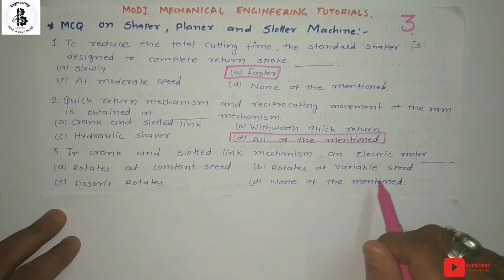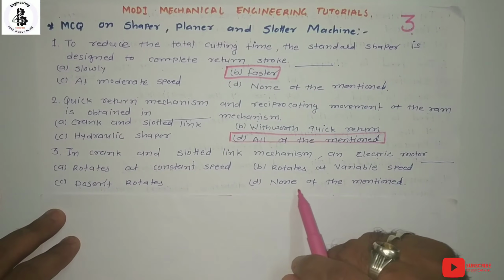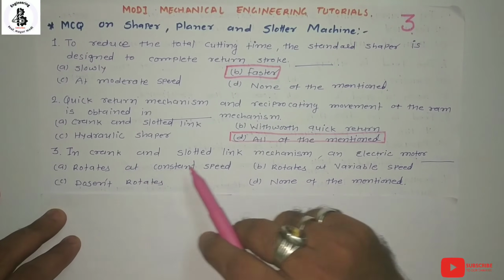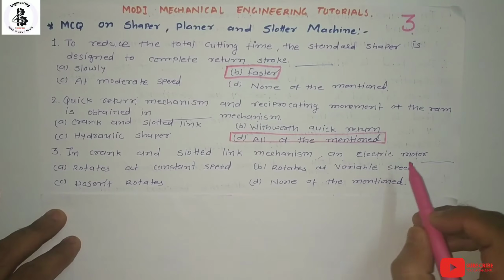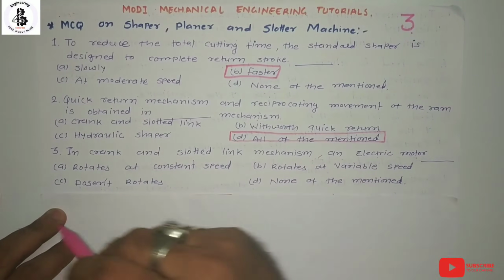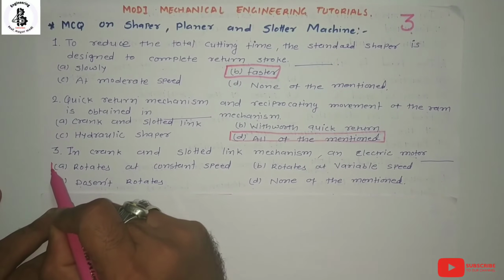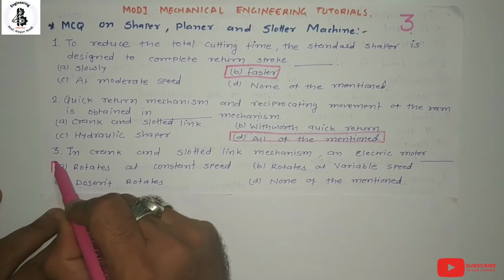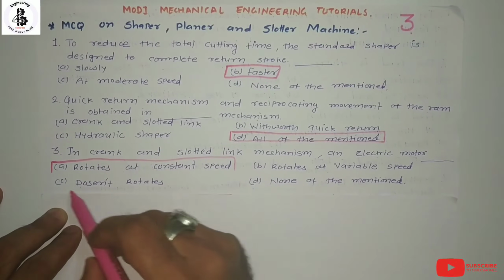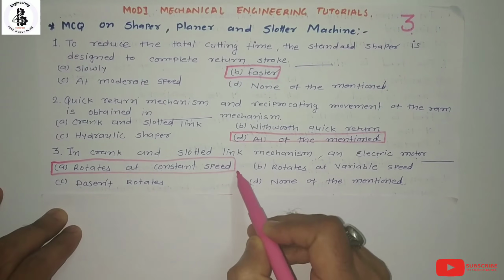The next. In crank and slotted link mechanism, an electric motor: option A rotates at constant speed, option B rotates at variable speed, option C doesn't rotate and option D none of the mentioned. So basically in crank and slotted link mechanism, the electric motor rotates at constant speed. You need to adjust that block in the slotted link mechanism and you will adjust the speed of the ram. So in this question the answer is A, rotates at constant speed.